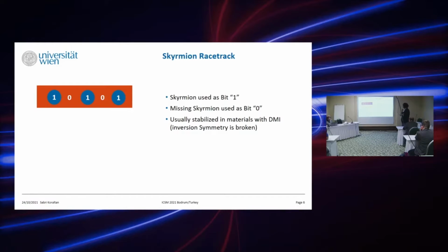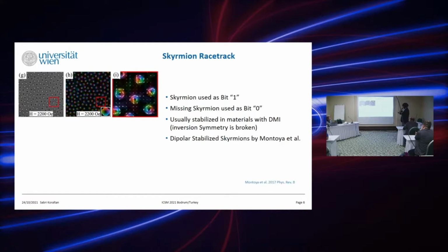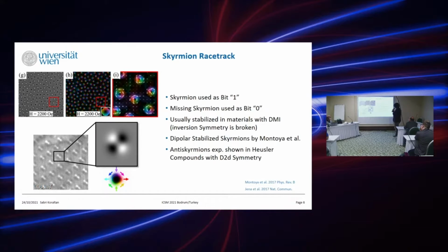So in this case, as I said, the skyrmions are stabilized by DMI. But in 2017, Montoya et al. published a very nice piece of research where they were able to stabilize skyrmions solely by dipolar interactions. What they have done is use iron gadolinium multilayers, and they have stacked them to obtain a certain thickness, about 70, 80 nanometers, and then under perpendicular applied external fields, they were able to image dipolar stabilized magnetic skyrmions.